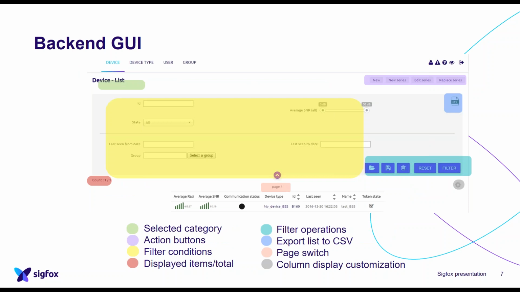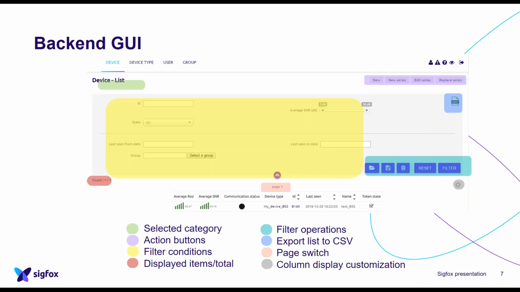When you log in and click on the device list, you will have access to the list of your devices, and from there there will be a recall of the selected category. So in this case, it will be the device list, and you might have some action buttons related to that category. In this case, it's new series and edit series. And you might have filter conditions.